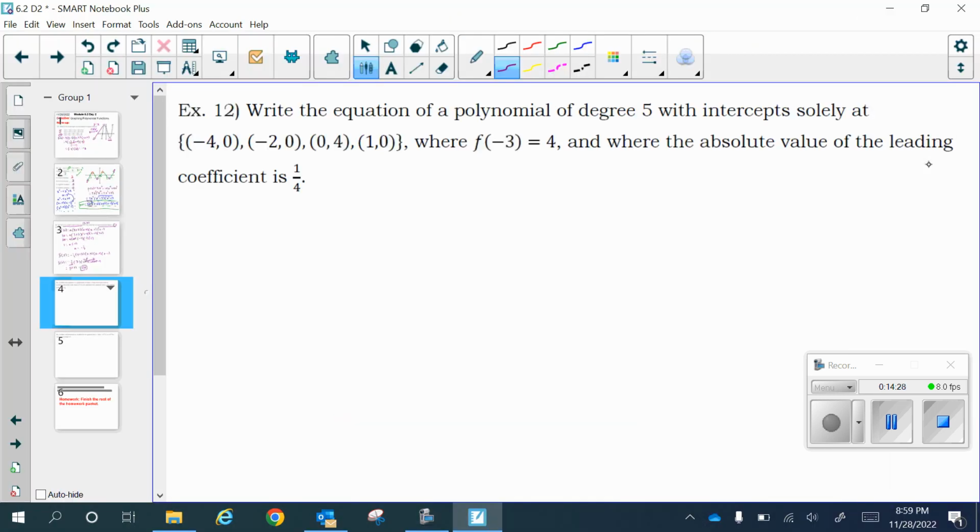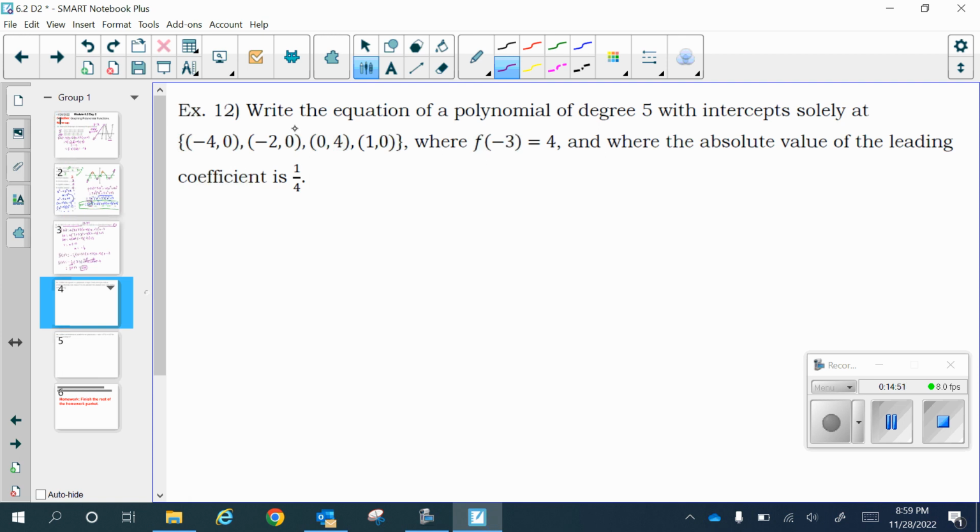Now we're on example 12. On example 12, we're told to write the equation of a polynomial of degree 5 with intercepts solely at negative 4, 0, negative 2, 0, 0, 4, and 1, 0, where f of negative 3 equals 4, and where the absolute value of the leading coefficient is 1/4. So there's a lot going on here. Let's break this down part by part to see what's happening.